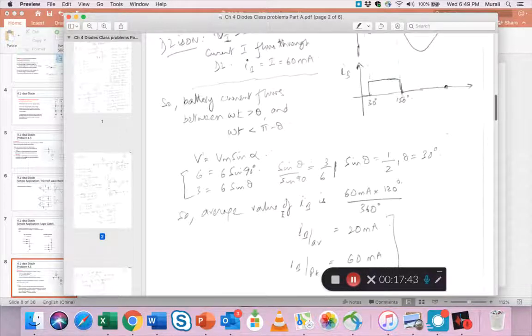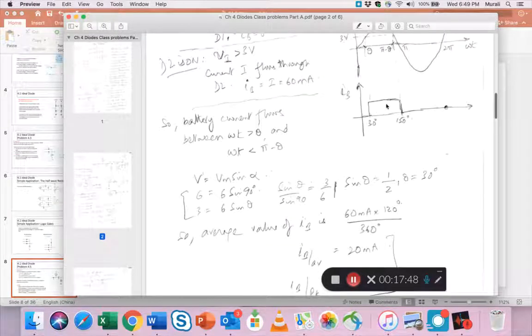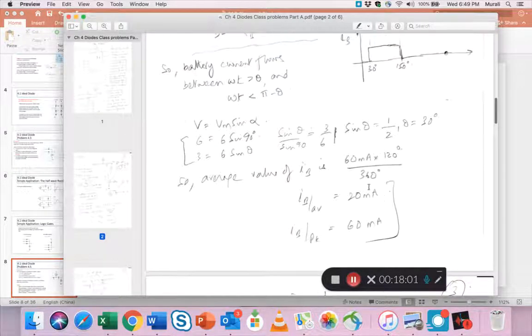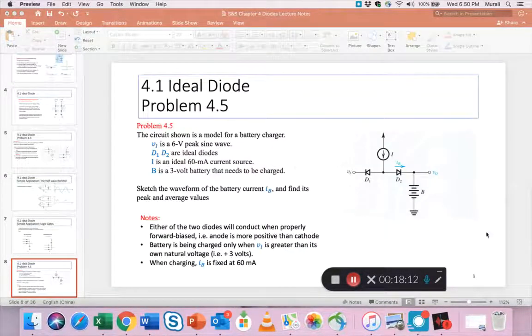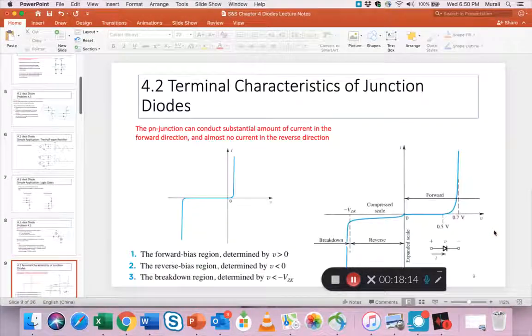The average value of IB is the amount of time it's been on divided by the total time it could have been on. It's only on for 120 degrees. So 60 milliamps on for a third of the cycle gives you an average value of 20 milliamps, and the peak value is 60 milliamps. That's how you solve that problem. Okay, I'm going to move on.